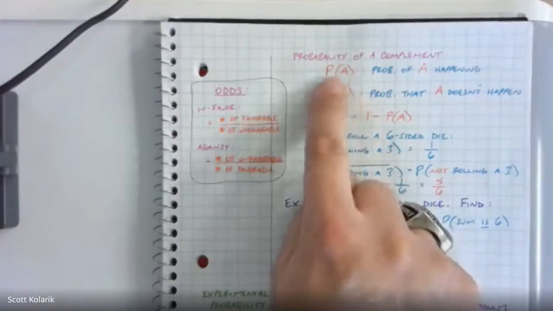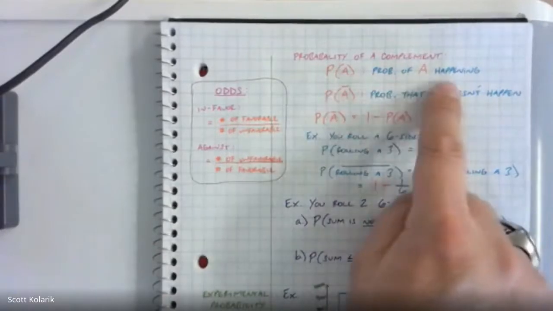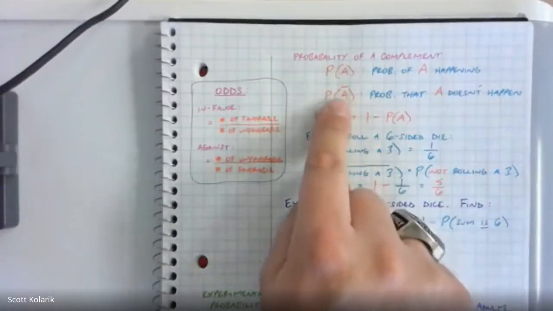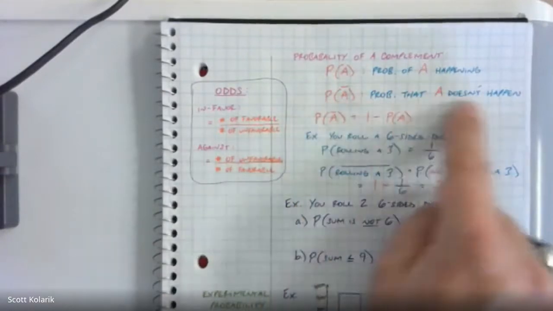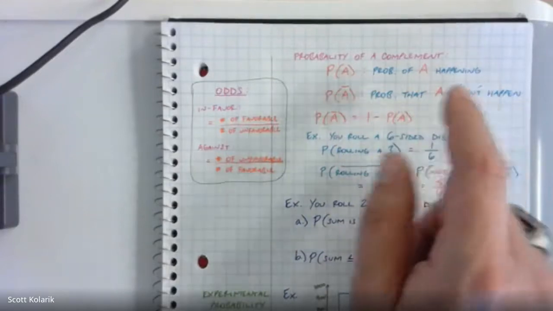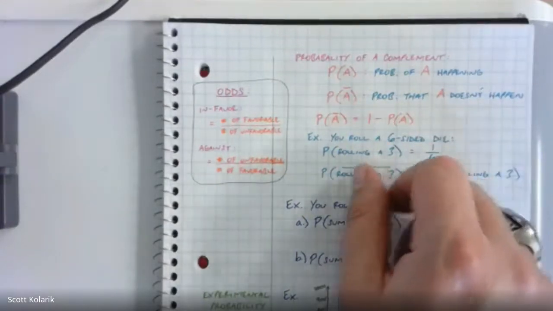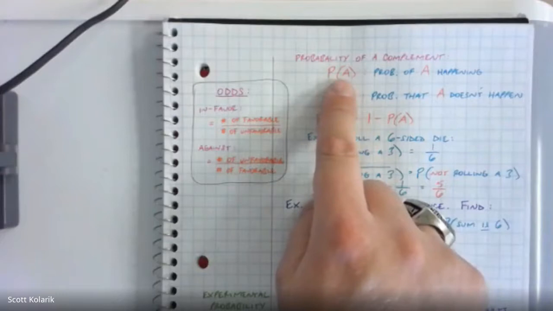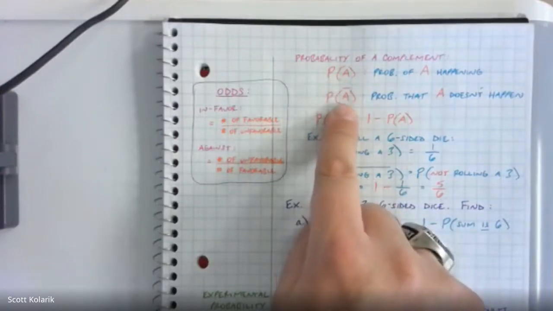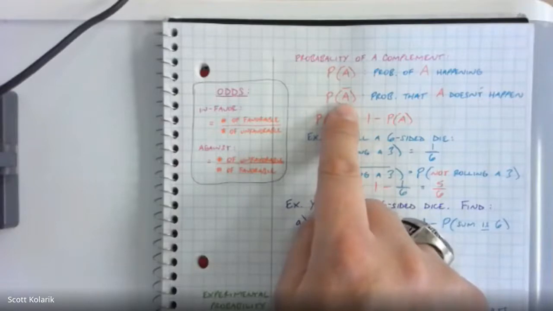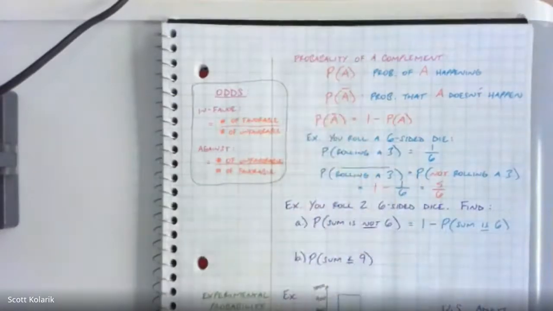Okay, so if P of A is the probability of A happening, P of the complement of A refers to A doesn't happen. It's one of those two things. Okay. So again, using that example, if A is the Seattle Seahawks winning the Super Bowl, complement A would simply be they don't win the Super Bowl. Pretty simple. Okay. All right.